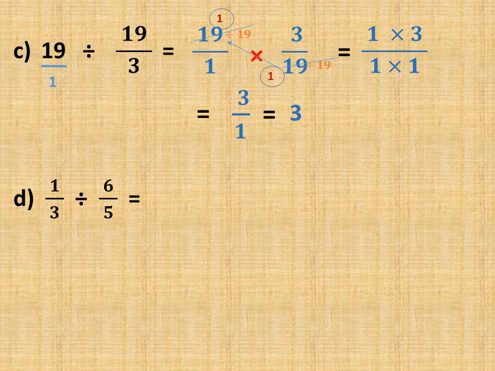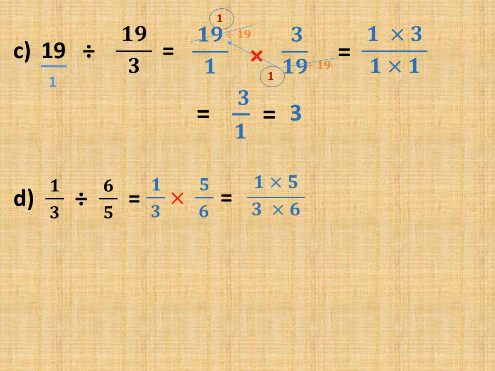Now in letter D, 1 over 3 divided by 6 over 5. Here we have two fractions. So can we make our steps now? Yes, we can. Keep the first fraction as it is, 1 over 3. Switch the divided, it will be multiply. Reciprocal of 6 over 5 will be 5 over 6. Now, let's check. Can we simplify here? 1 over 3? No. 6 and 5, can we simplify it? No. Let's make scissors. 3 and 5, can we simplify it? No, we can't. 6 and 1, can we simplify here? No, we can't.